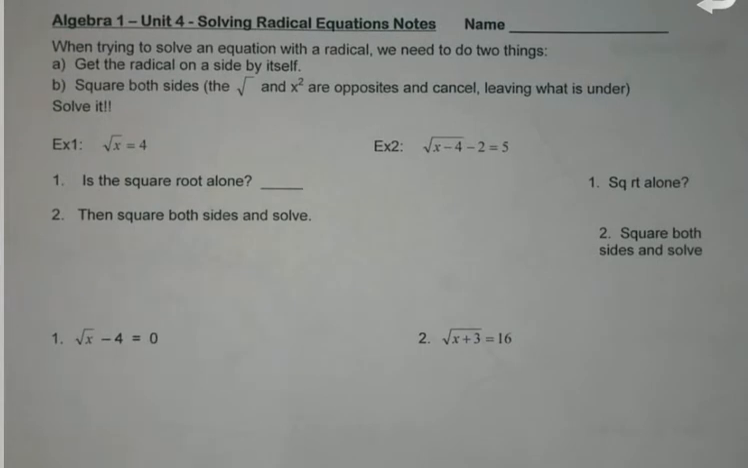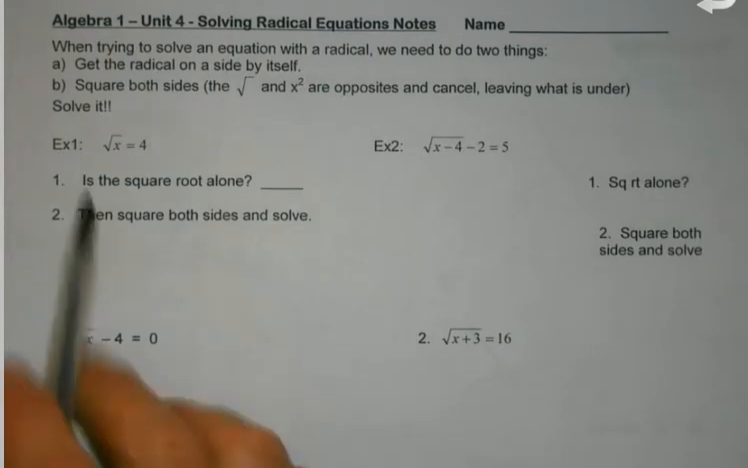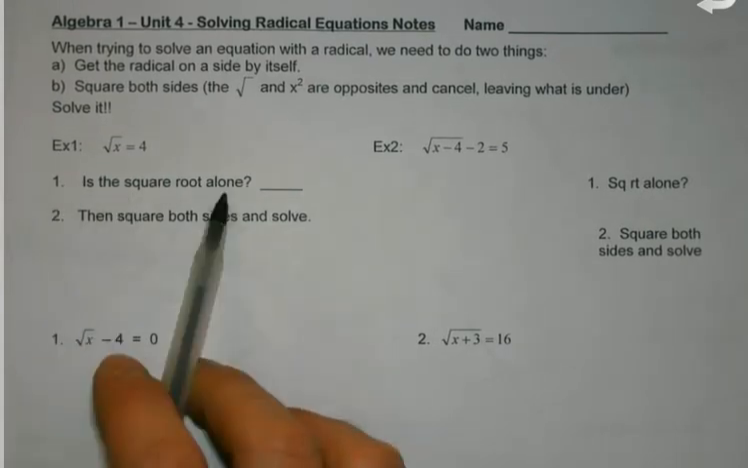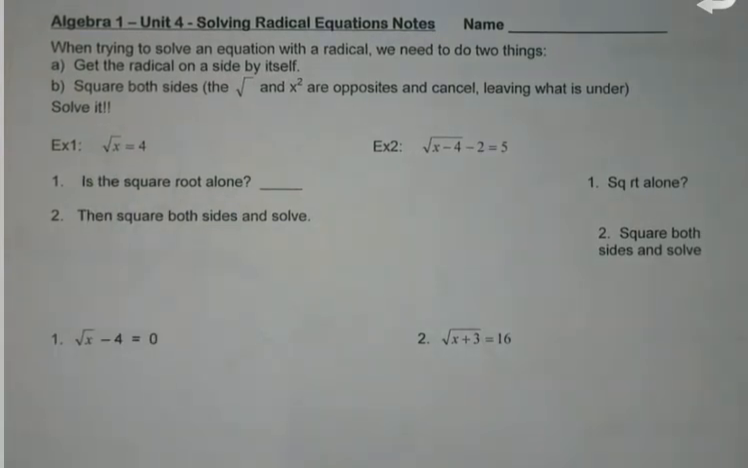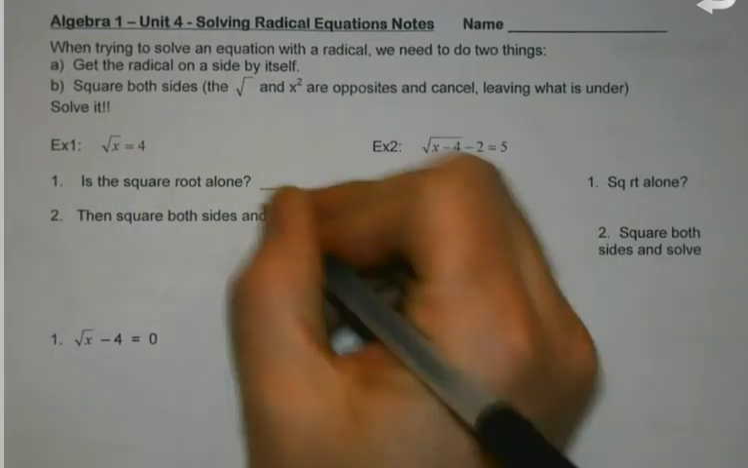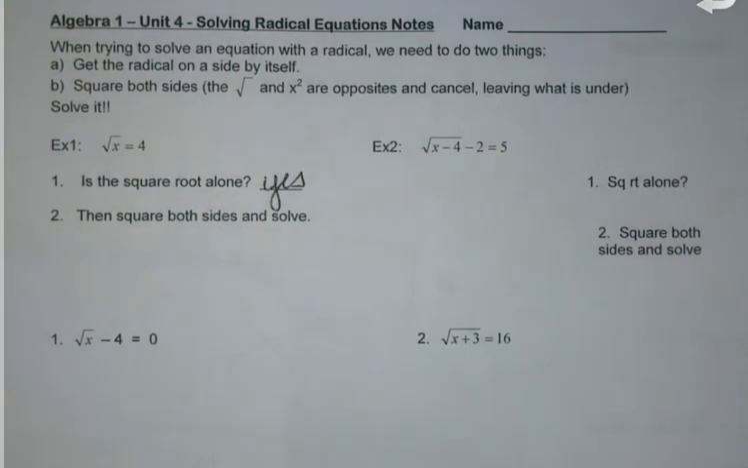I take them to the second power, and then they're like opposites. Sort of like add and subtract are opposites, multiply and divide are opposites. Square root and squared are opposites, and they cancel each other. So, this first one, my square root is alone on this side. It's the square root of x, but there's nothing else plus or minus to it or multiplied by it or anything. So in this case, yes, step one's good. But then at that point, we just square both sides.